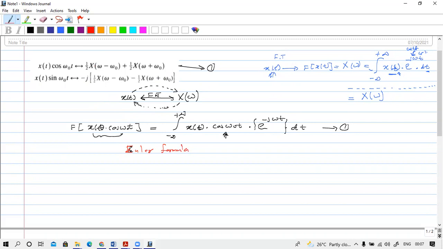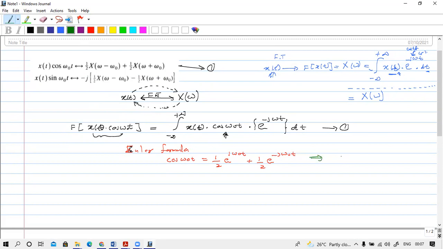Okay, so you can convert these sinusoidal terms or sine terms into exponential terms, so it would make this integration easy. So we will do this. Here we have cos omega naught t. We can write it as half e^(j omega naught t) plus half e^(-j omega naught t). I hope you know how to get this.